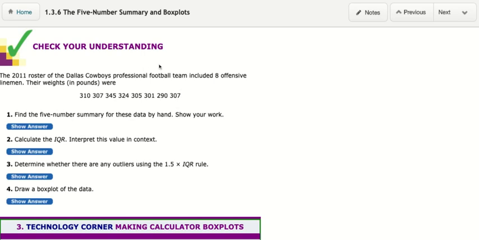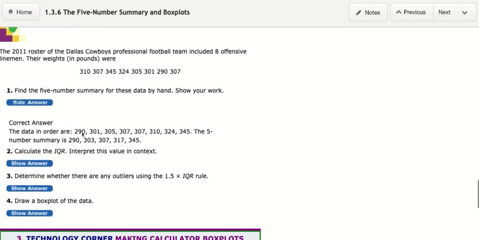So one of the things that we're asked to do here is we're going to find the 5-number summary for these data by hand, show your work. We're also going to show you by using the calculator how to do this. But just to let you know what the answers are. So the first thing you always have to do with data is put them in order. So we went 290 up to 345.